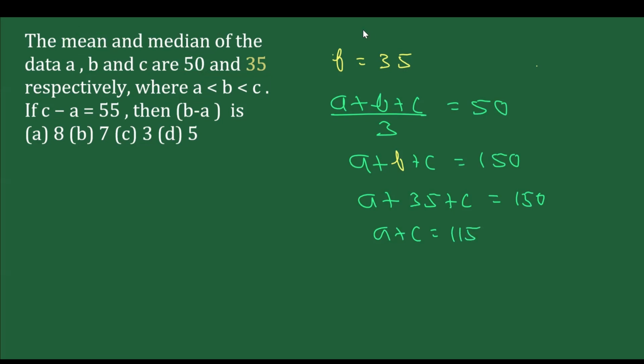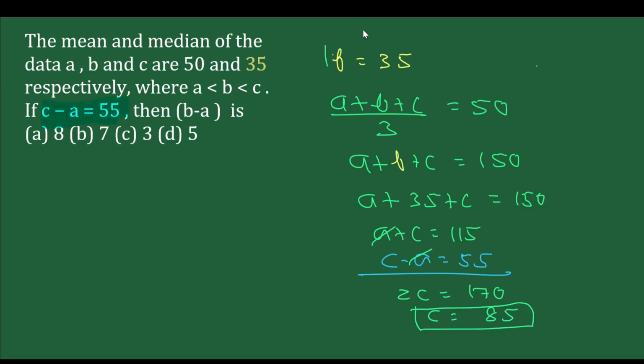Now C minus A is given as 55. So we can use elimination, and A and minus A get cancelled. So 2 times C is equal to 170. Therefore C is 170 divided by 2, which is 85. So we got the value of C. Now we have to get B minus A, which means we have to get the value of A as well.